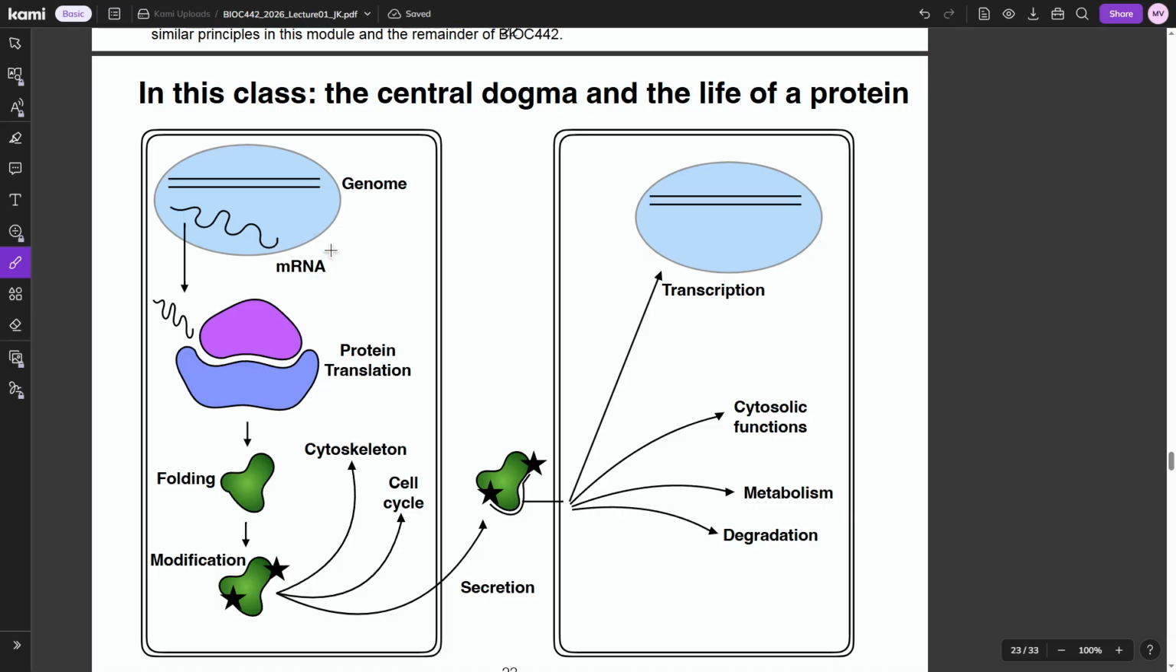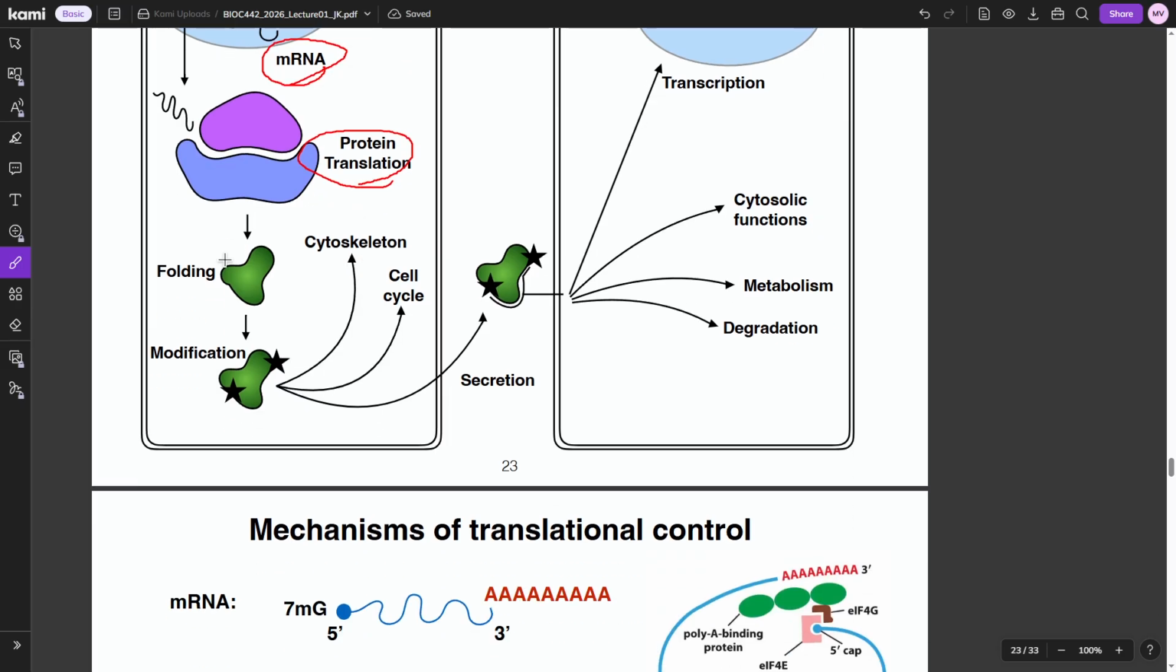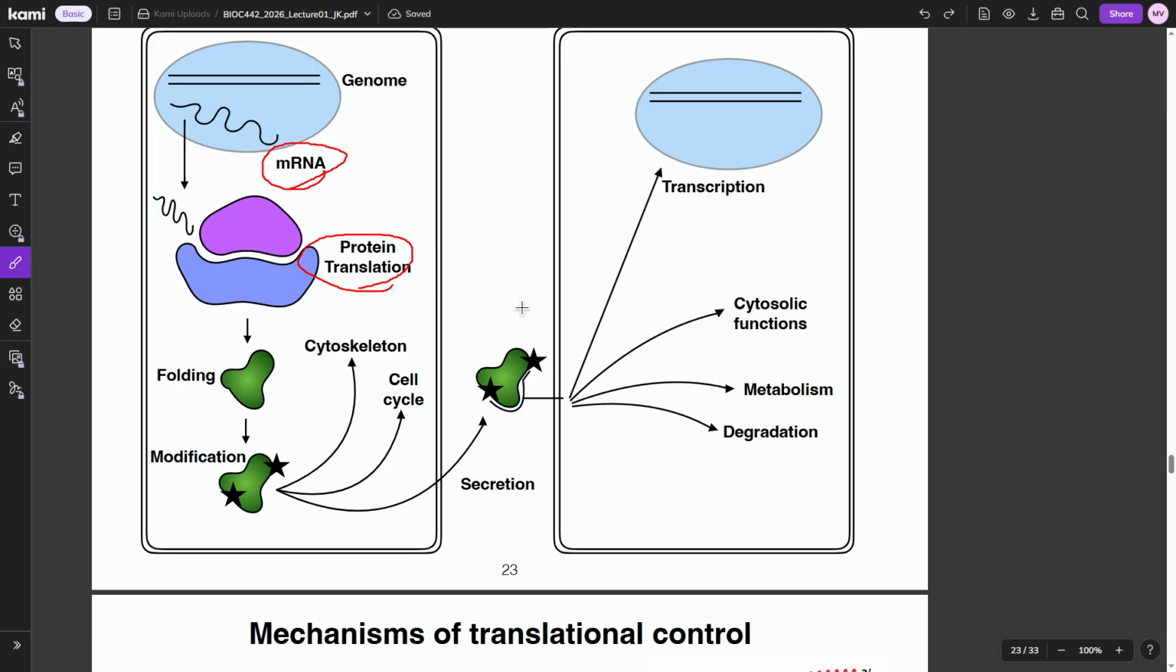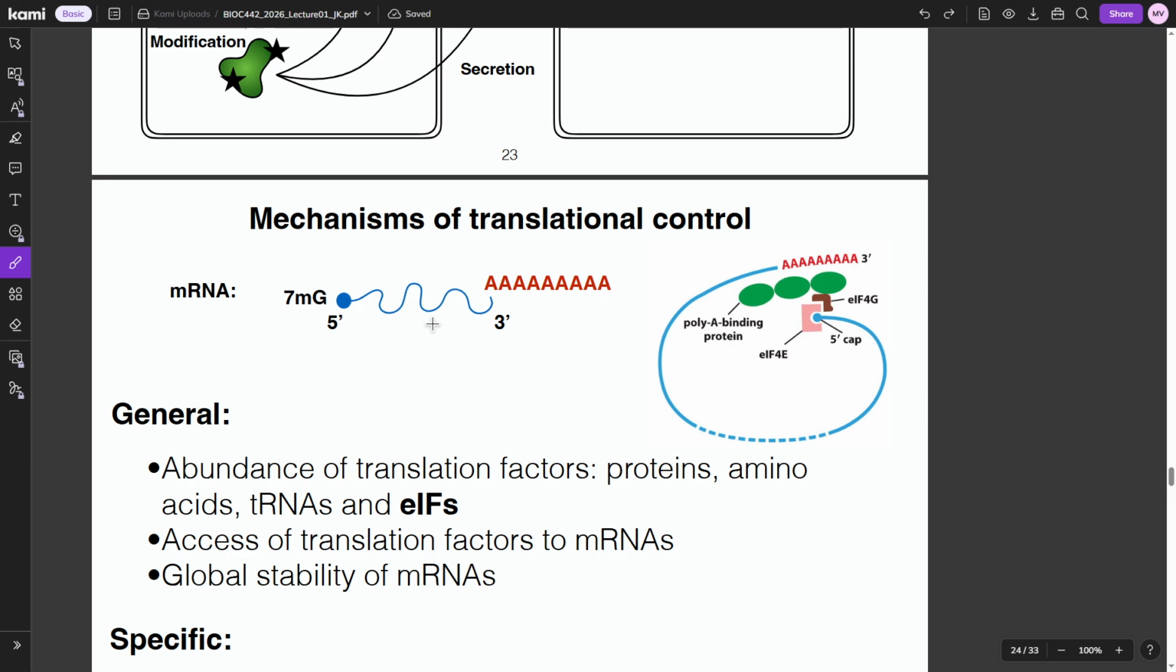So there's a couple things that can happen. Once we've transcribed, we make mRNA, and then we translate, we make a protein, and then from there we have a protein that folds, and then we can post-translationally modify it. So we can phosphorylate it, we can do all sorts of weird things to it, and then after we do those modifications, we can do a couple things. Maybe some of them help with the cytoskeleton, maybe some of them help with cell cycle, maybe some of them are secreted and used as signaling molecules for other cells, maybe some of them are enzymes, a whole bunch of things. So the first thing we're talking about is translational control.